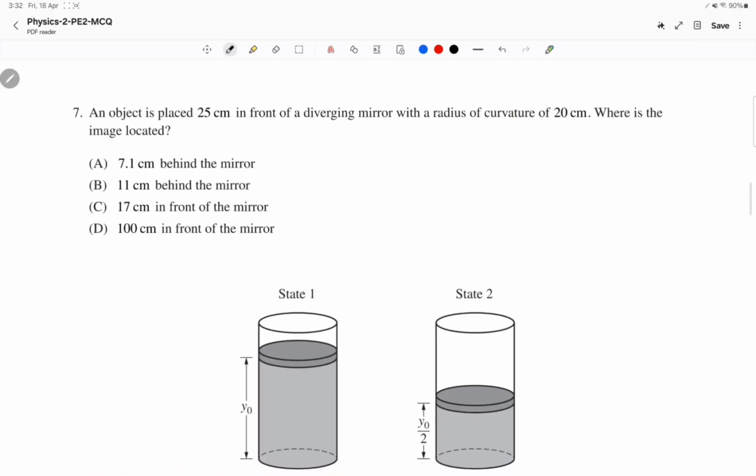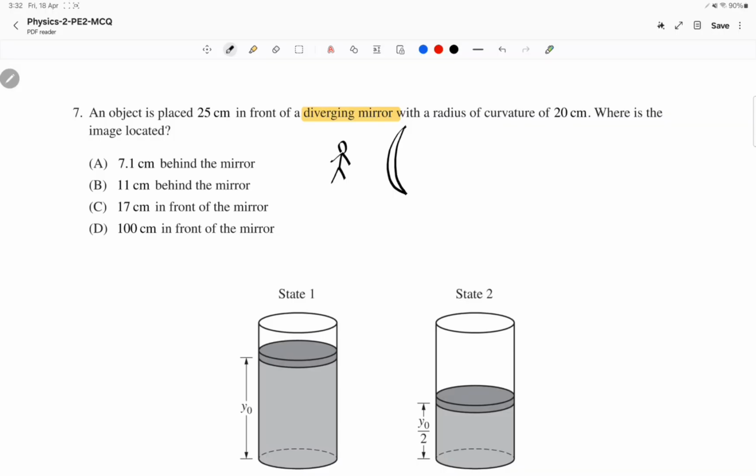Okay. 7. We have a diverging mirror. What does that tell you? Is it concave or convex? Okay. It is actually convex. So if the object is here, it looks like it's protruding out. That's what diverging mirror means. It's a convex mirror, but there is one detail we have to know here.